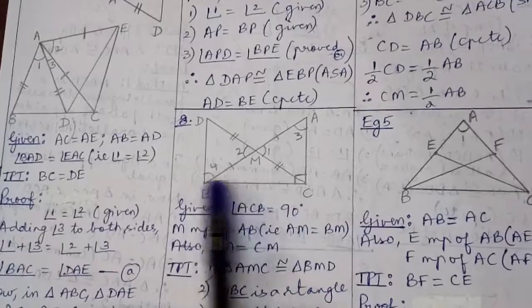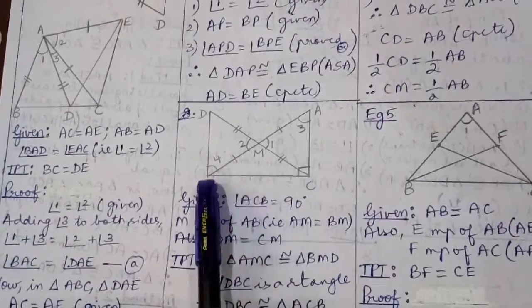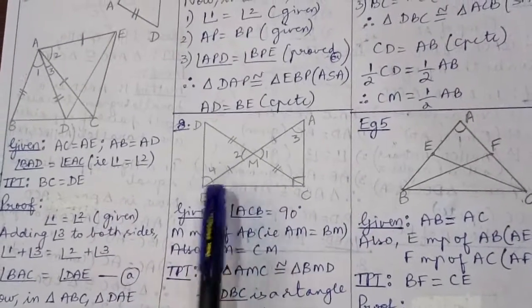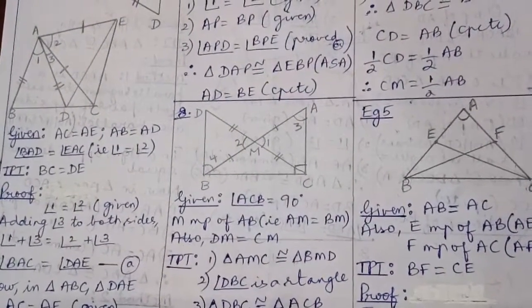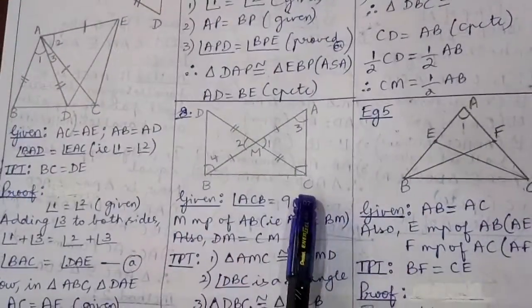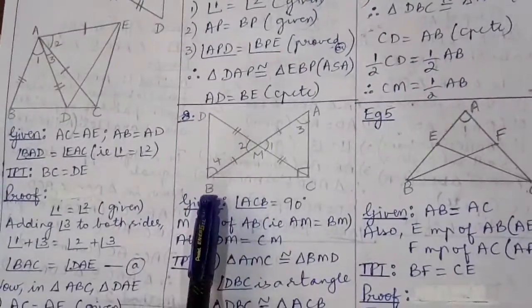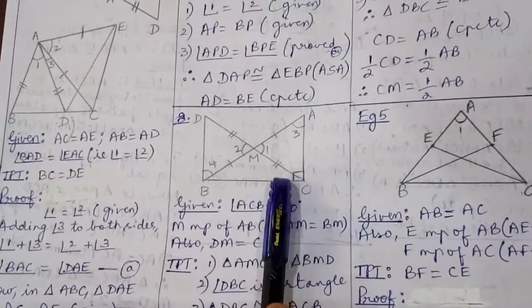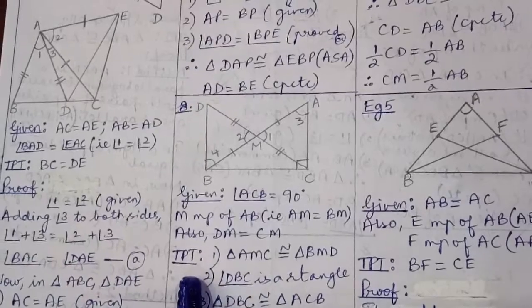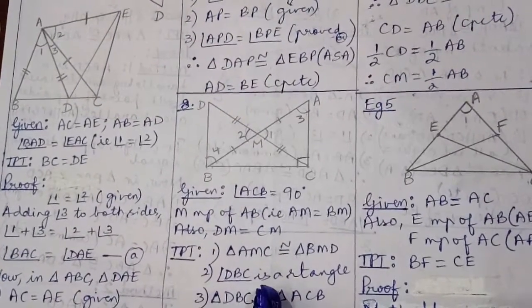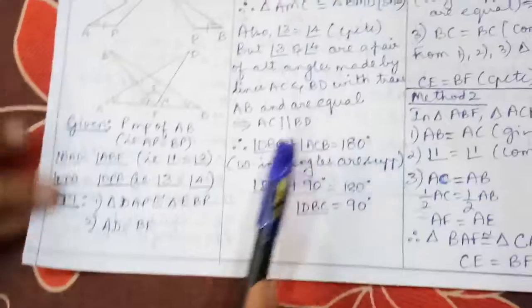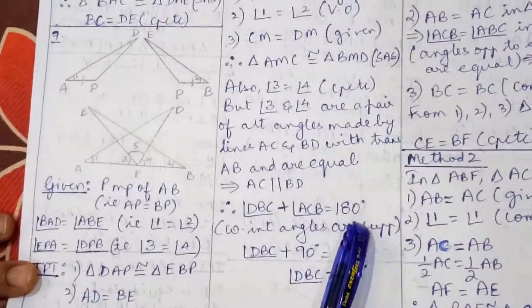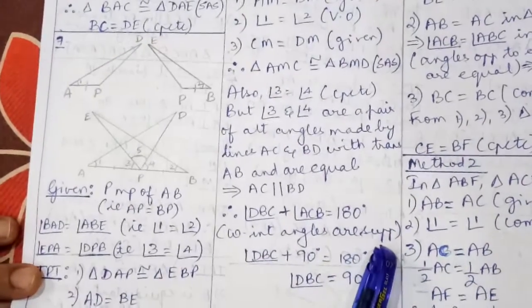when you regard BC as a transversal, this angle C and angle B form a pair of co-interior angles and they are supplementary because the lines are parallel. AC is parallel to BD, and when you take up BC as a transversal, this angle and this angle form a pair of co-interior angles, and they are supplementary because the lines are parallel. So we have angle DBC plus angle ACB equals 180 degrees because they are co-interior angles and they are supplementary.